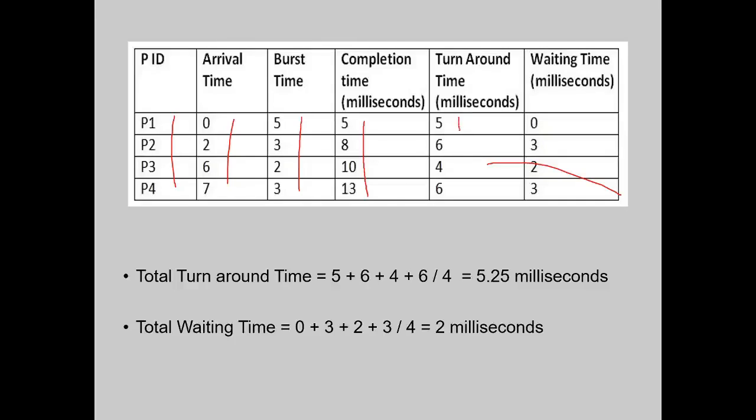Then find out the turnaround time, completion time minus arrival time. Completion time minus arrival time, you will get turnaround time. Waiting time, you find out turnaround time minus burst time, you will get waiting time. And then calculate the average turnaround time of these values and calculate the average waiting time of these values, and total how many processes are there? 4. Divided by 4, and you will get these values, average waiting time and average turnaround time.